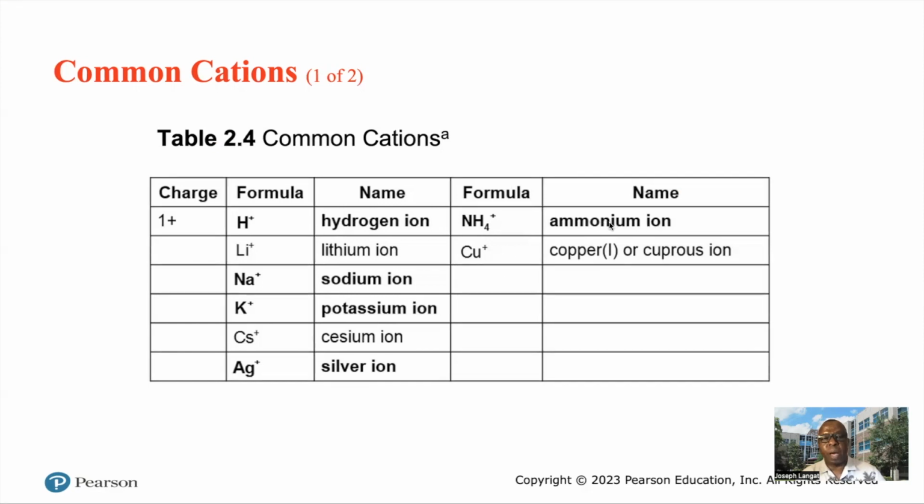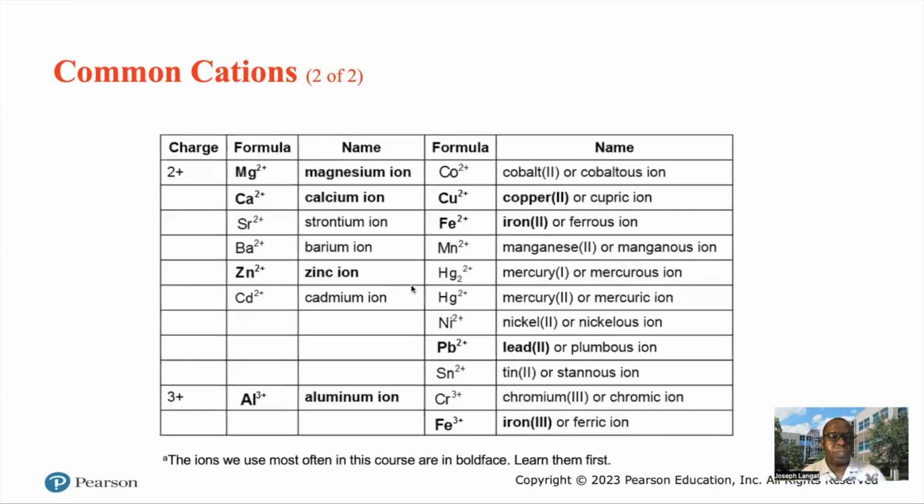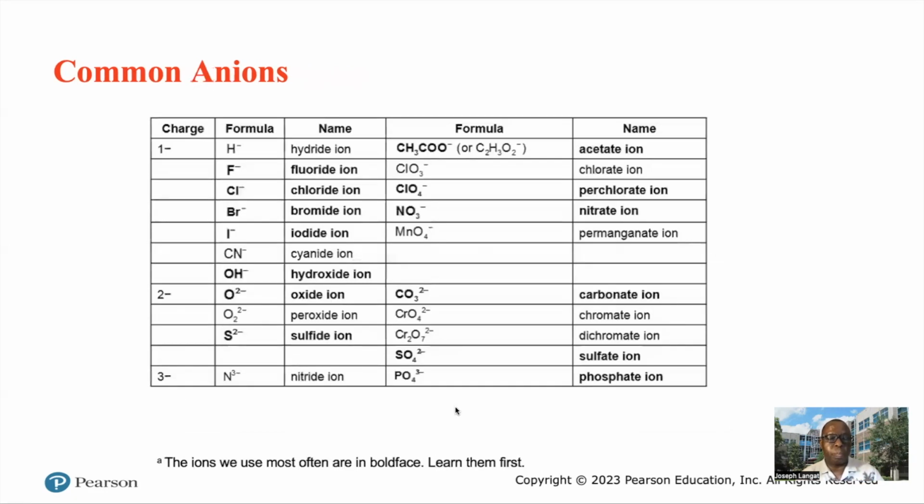How do you name them? Ammonium ion. You can move on to positive 2. Here we have a mix of transition and main group elements. The key factor of this grouping is based on the charges, like if I want to know 2 and then 3. They're just grouping based on that.